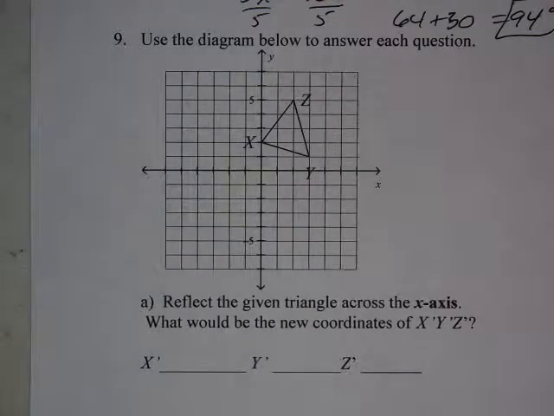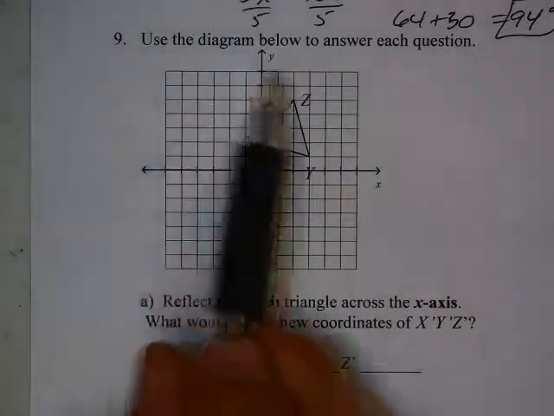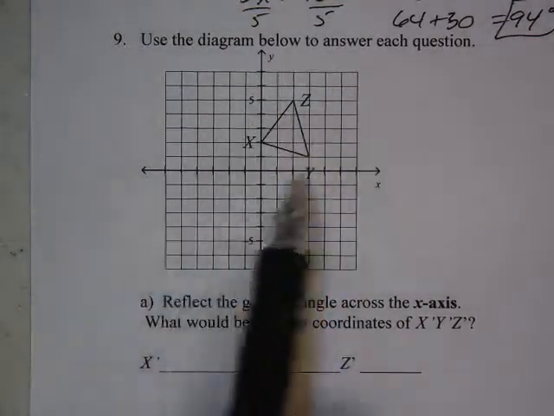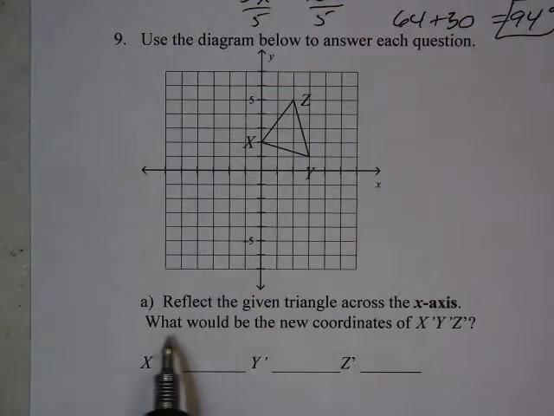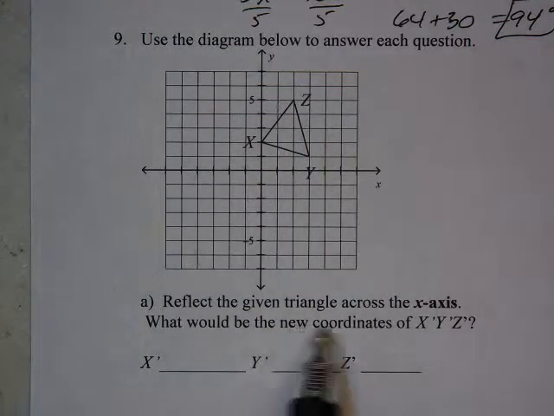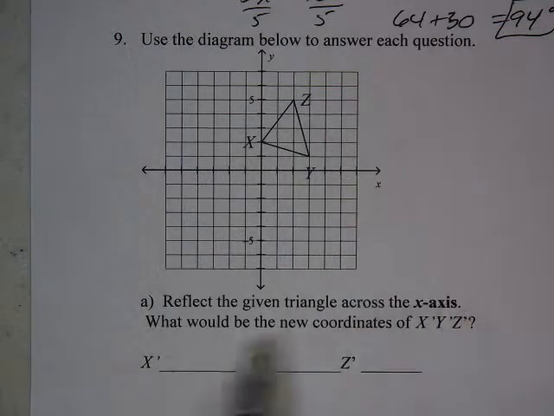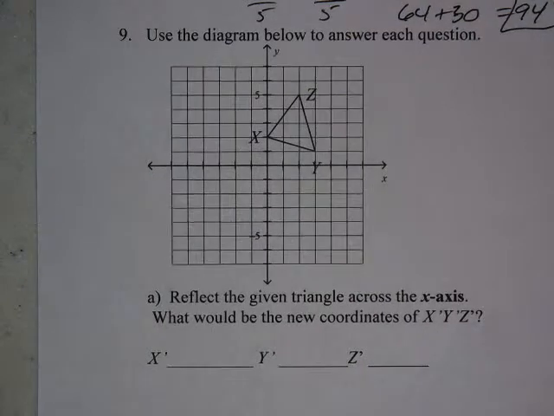Number 9 in Unit 1 Review 1 has 3 different transformations, parts A, B, and C. It says use the diagram below to answer each question. They give us this graph with triangle XYZ graphed for us. Part A asks us to reflect the given triangle across the x-axis. And then it asks us what would be the new coordinates of X prime, Y prime, Z prime once we reflect it.